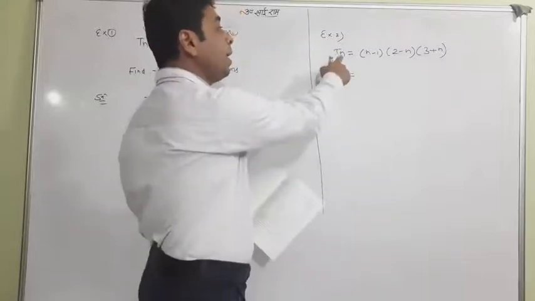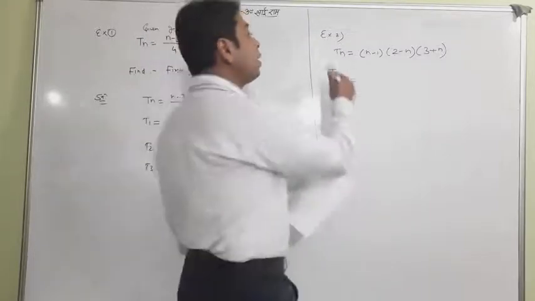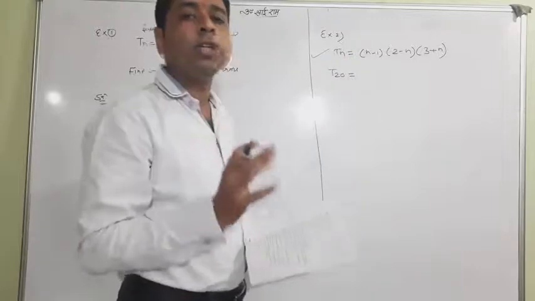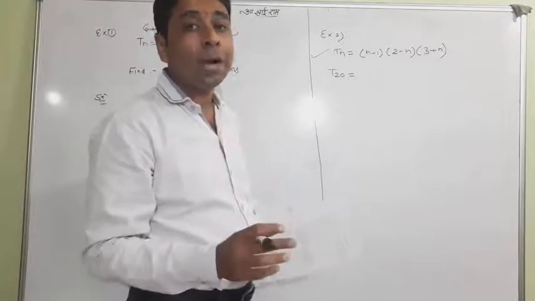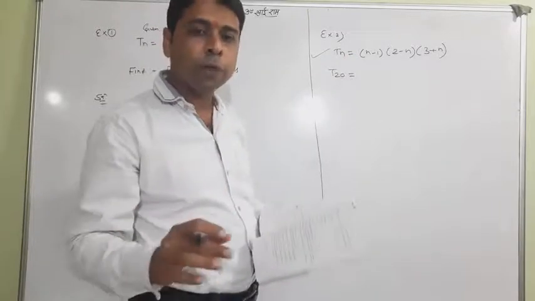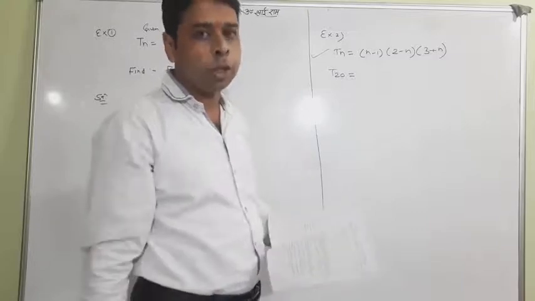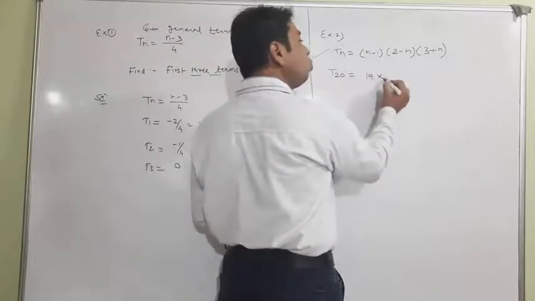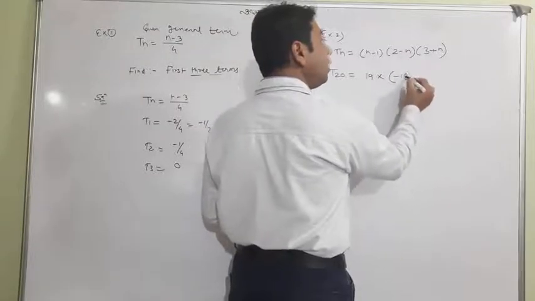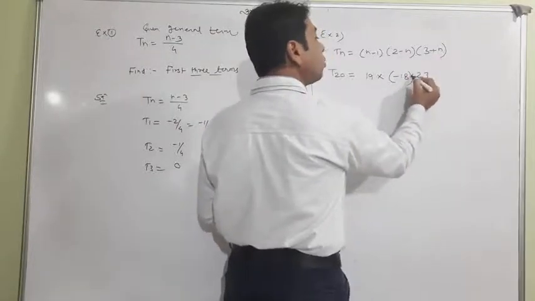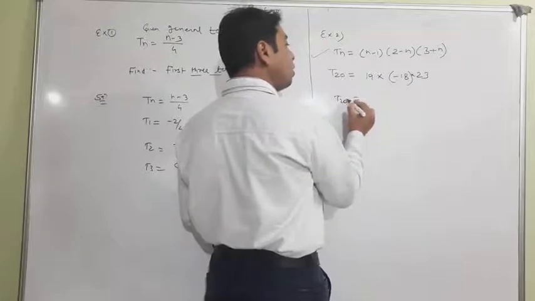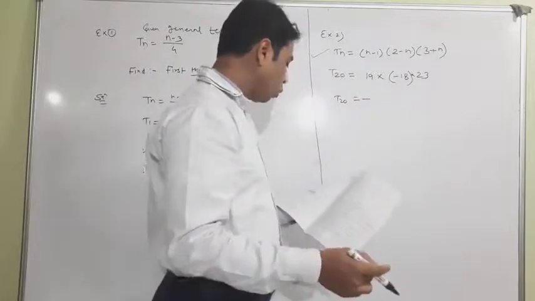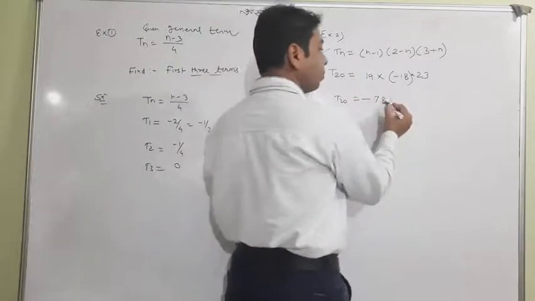You will put n equal to 20 because this is very powerful. This is the general term, and by the general term you can find the whole sequence or any particular term of the sequence. So you put n equal to 20: 20 minus 1 is 19, 2 minus 20 is minus 18, and 3 plus 20 is 23. You multiply all, and you get your answer in negative form. This whole is minus 7866.